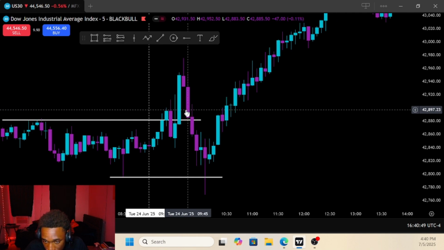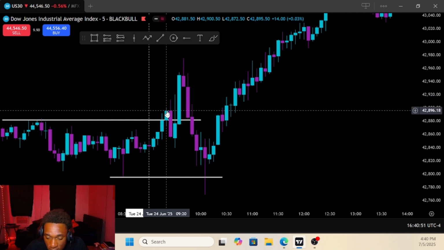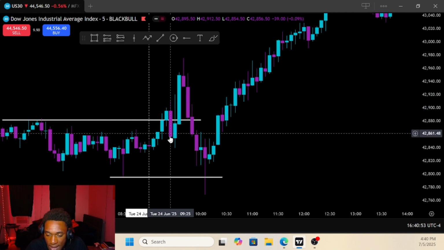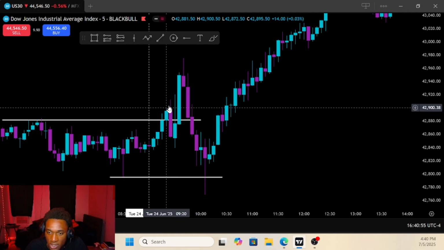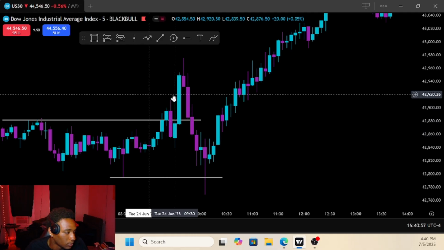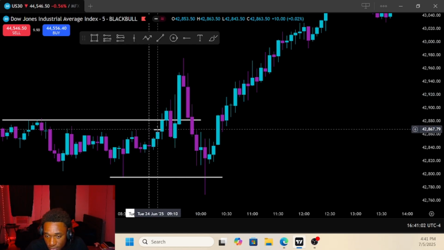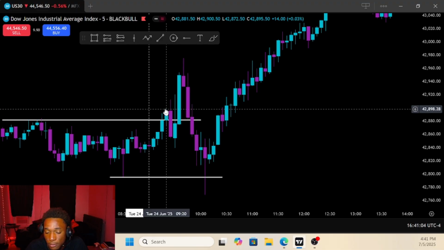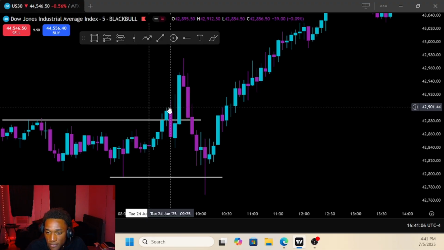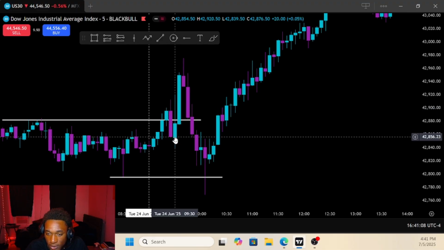Now in this case, for me to even take a trade, what I would want to see is price to come back down and then break back above that initial high that it created when it broke out, right? Which is exactly what happened, right? We broke out before 9:30, created this high right here, and then we came back down, and then at 9:30 we broke above.